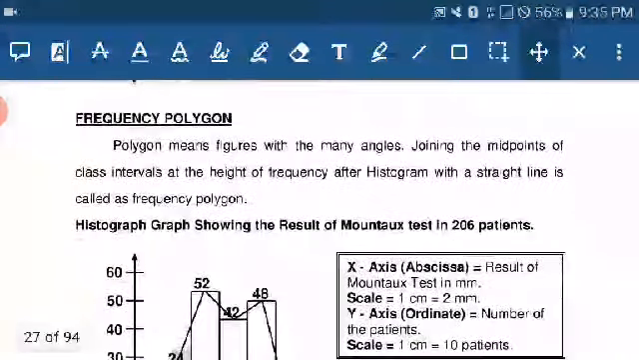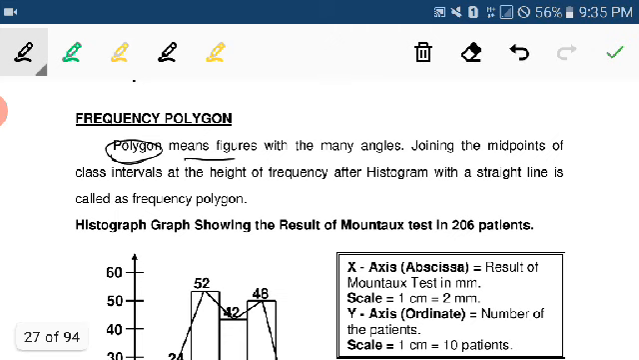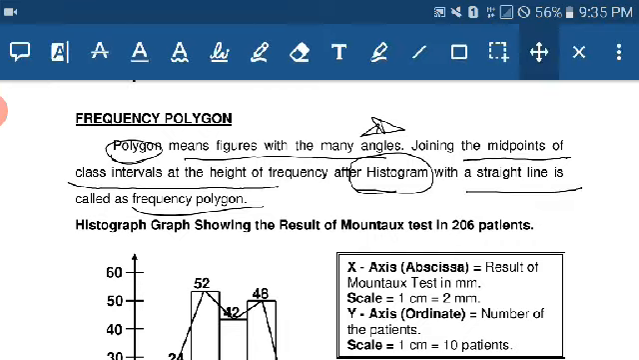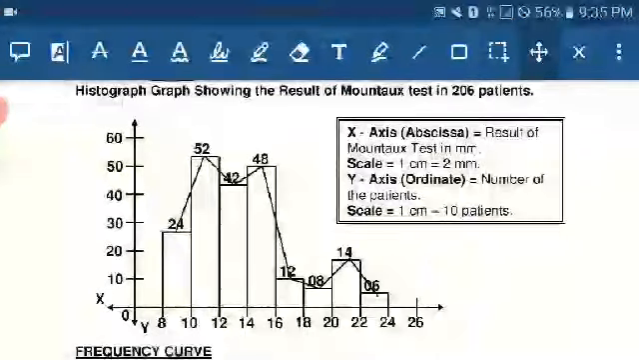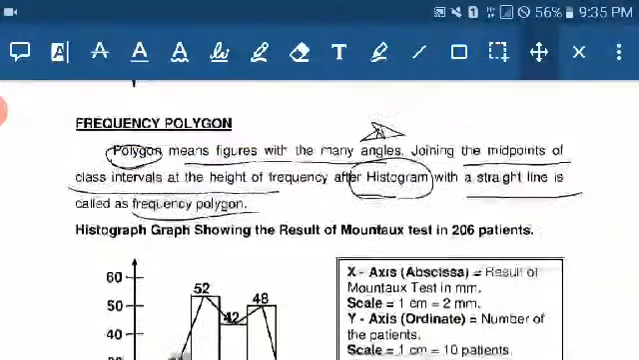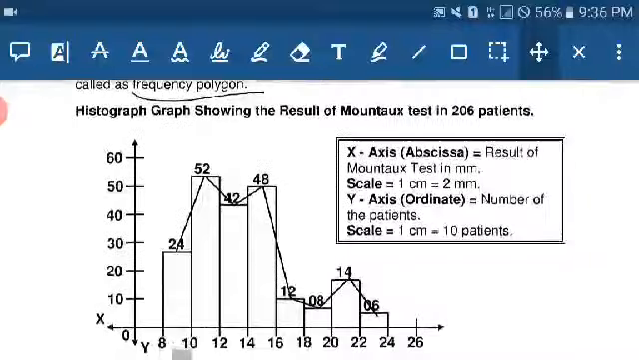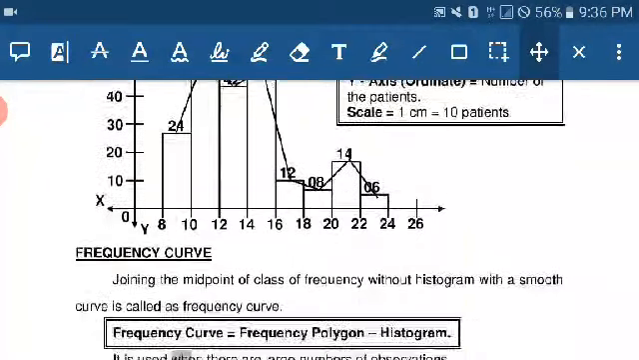Okay. Frequency polygon. Polygon means a figure which may have angles. Joining the midpoints of the class intervals at the height of the frequency after a histogram with a straight line is called a frequency polygon. This is the histogram showing the result of the Mantoux test, and we join the midpoints at the height of the intervals with a straight line, and this will give us a frequency polygon.